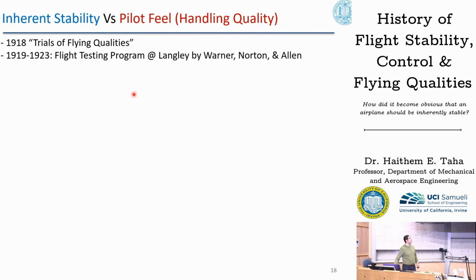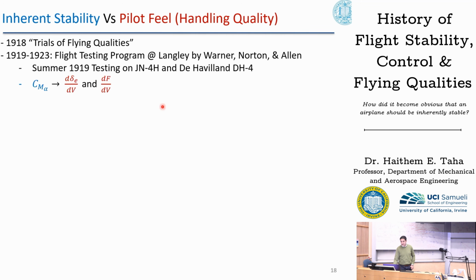At the beginning, there was some flight testing at NASA Langley to learn about these flying qualities. They tested 2 airplanes, and they learned that this Cm alpha cannot be measured in flight, cannot be observed in flight. We cannot measure the moment coefficient in flight. So that's the issue. They wanted to come up with a different metric that can be observed in flight. So they proposed these metrics.